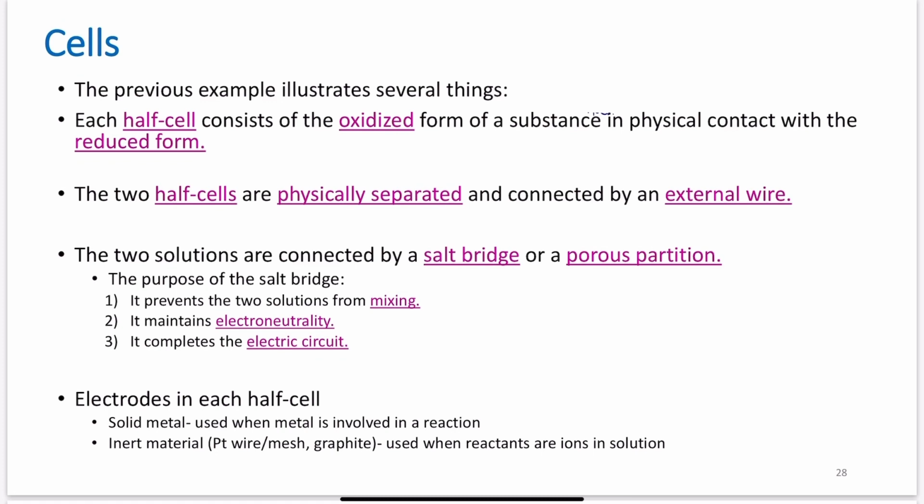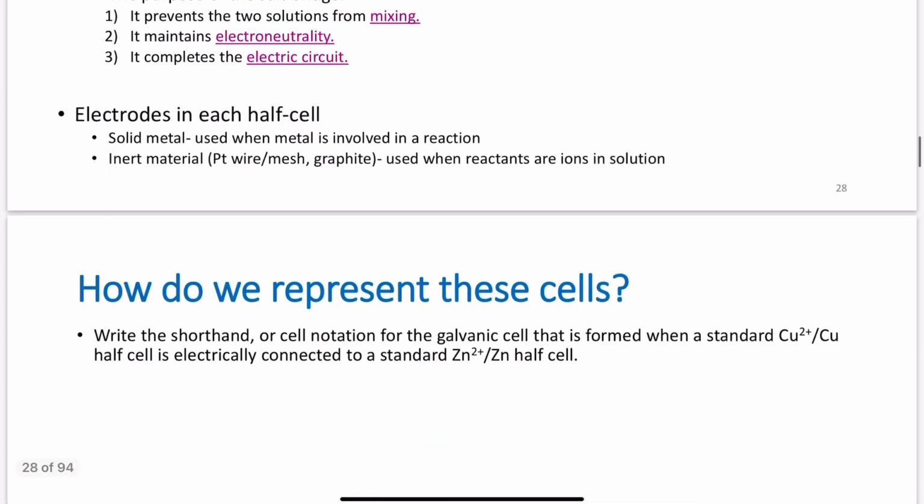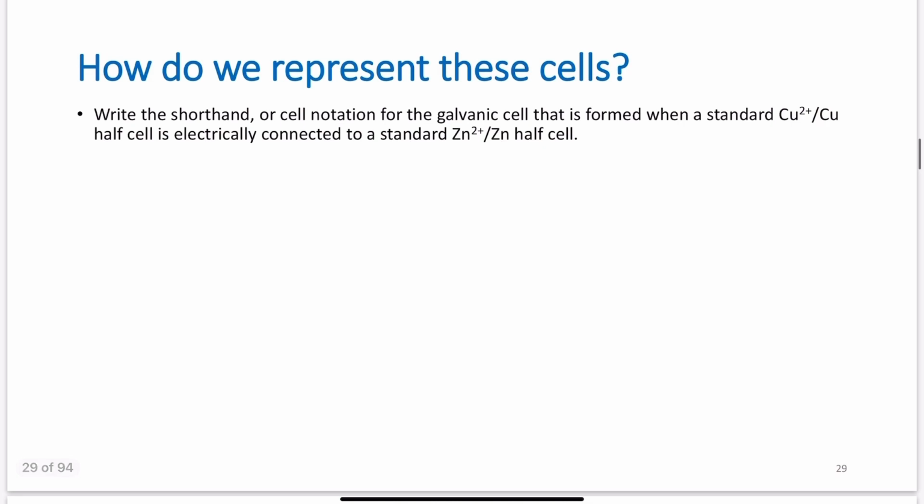Sometimes I'm not using that though. Sometimes I'm going to reduce things like iron, what if I'm going between iron 2 plus and iron 3 plus? If I'm oxidizing it that way or reducing iron 3 plus to iron 2 plus, then I'm not going to use an iron wire in there. Instead, I would use some kind of inert material like a platinum wire mesh or a piece of graphite. And I use that when the reactants are ions in the solution. And we will see examples of that as well. So how do we prepare these cells?